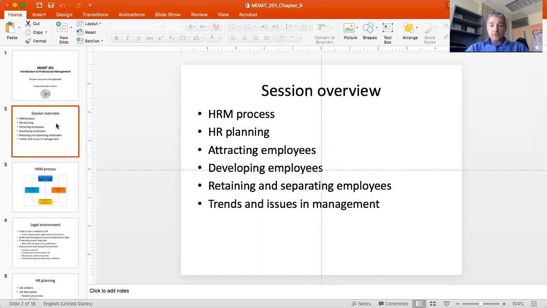So we're going to cover several things. We're going to talk about human resource management process, HR planning, the way that companies attract, develop, retain, and separate with employees. And depending on how we do on time, we may talk about trends and issues in management. Maybe so, maybe not. So we'll figure that out.